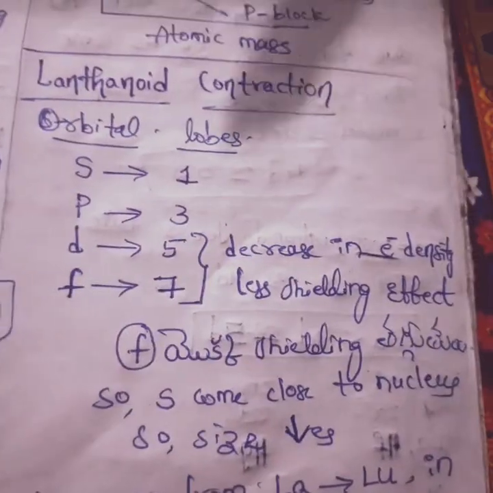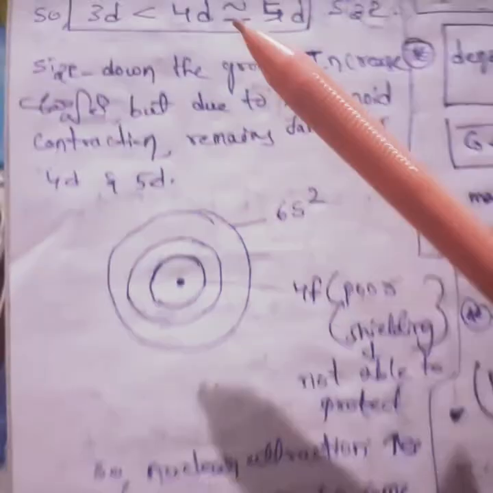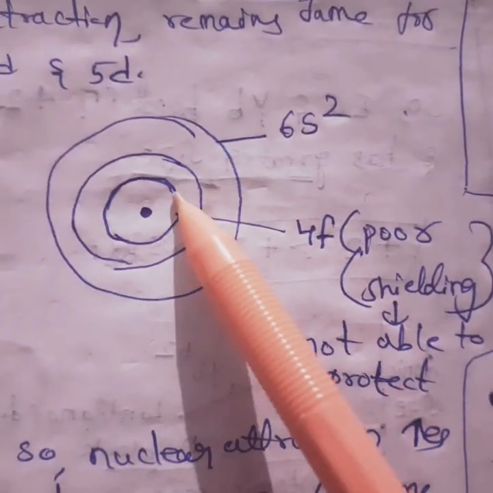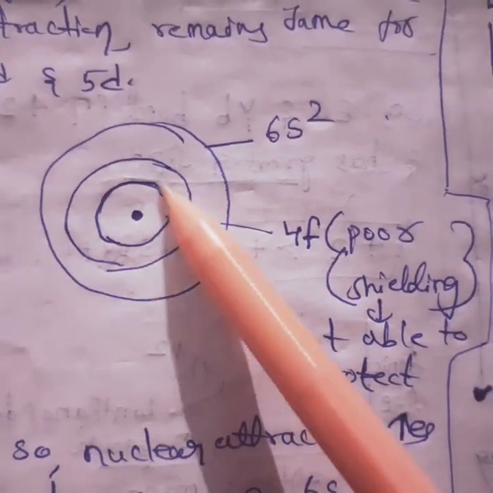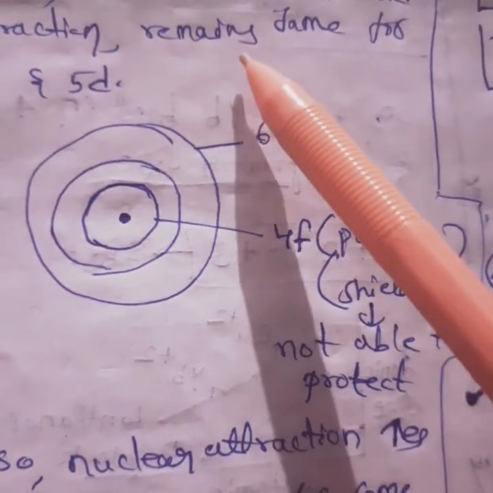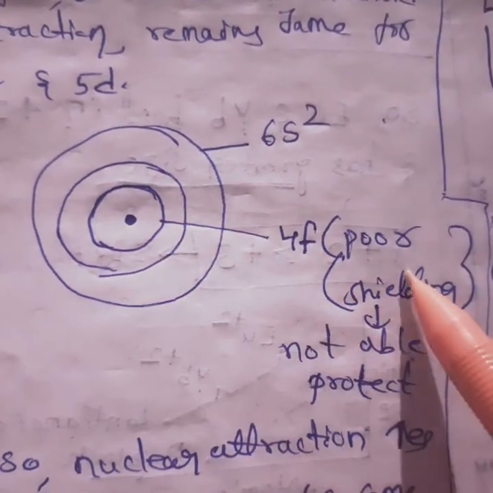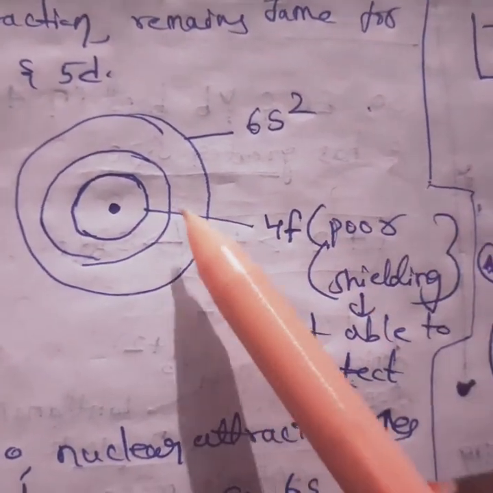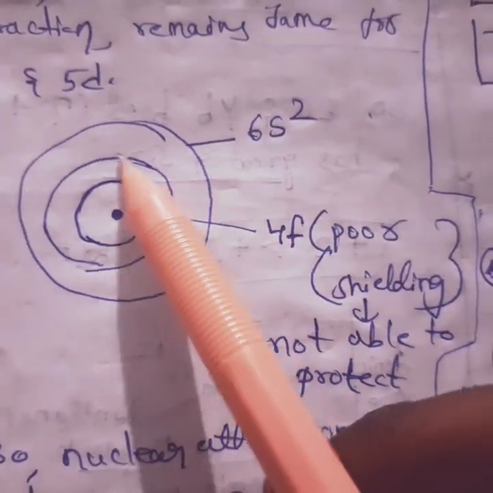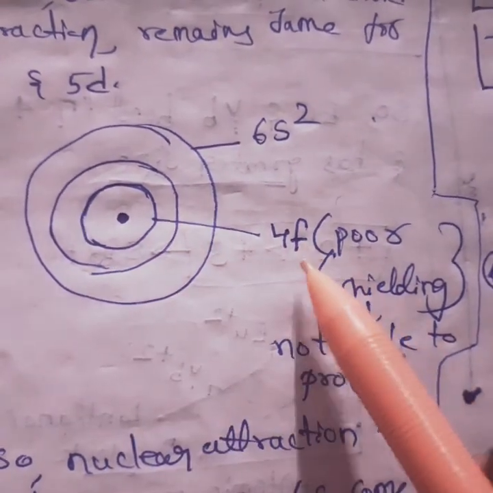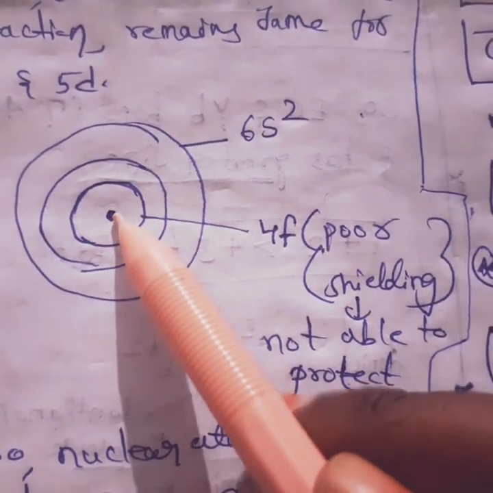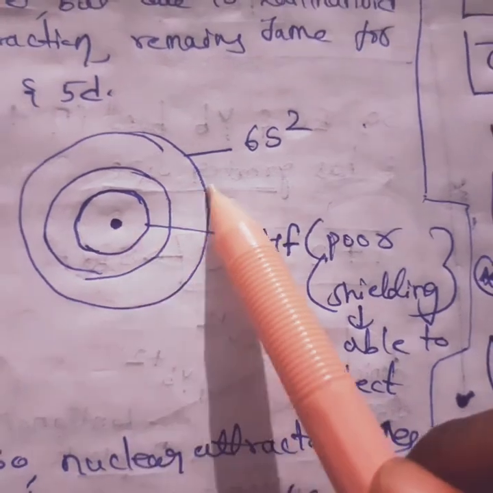In order to understand this lanthanoid contraction, I want to explain simply by using this. Try to observe this. This is 4f, this is the 4f orbital and this is 6s. As I already said, this 4f has poor shielding ability. Here this f is not able to protect it properly because it has poor shielding ability, so this f is not able to protect this nucleus, not able to shield it properly.